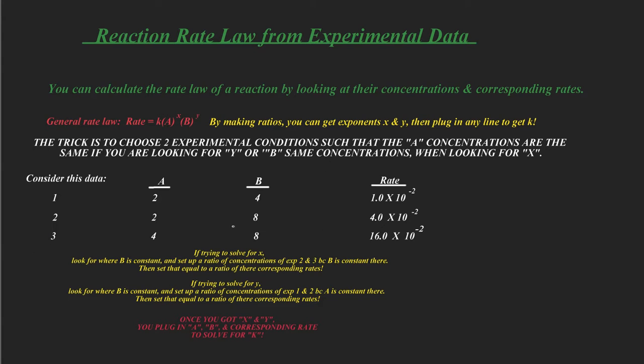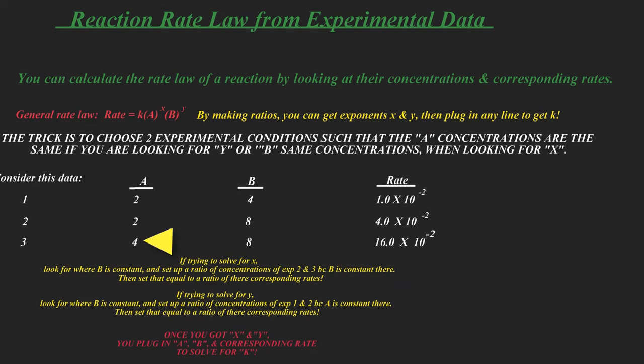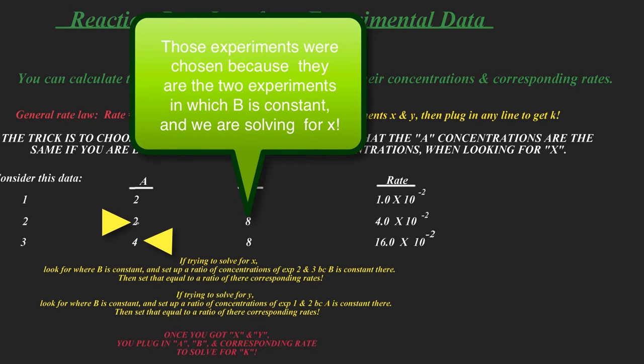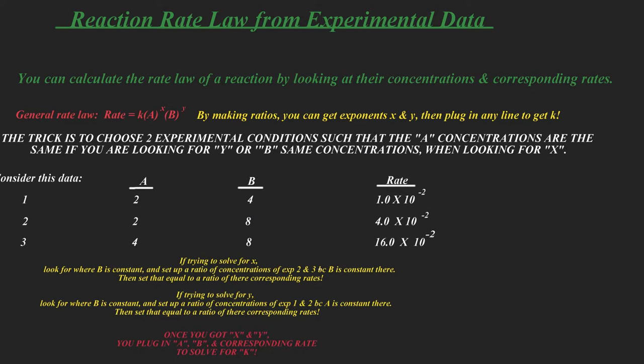So if I'm trying to find out what x is, the exponent of A, I look for two experimental lines where B is constant. And then what I do is I set a ratio of the concentrations of A, so in this case 4/2, and then set a ratio of their rates. It'll be 4/2 raised to the x equals 16 times 10 to the negative 2 over 4 times 10 to the negative 2. When you do that, you can solve for x.